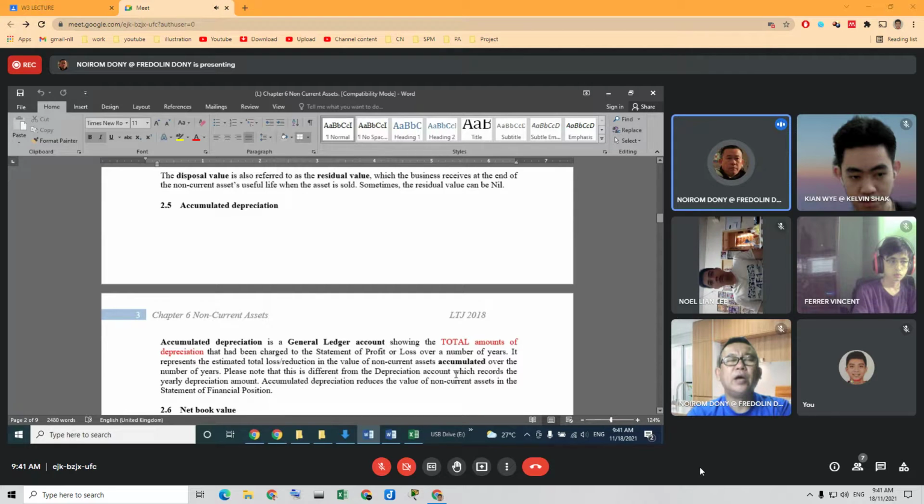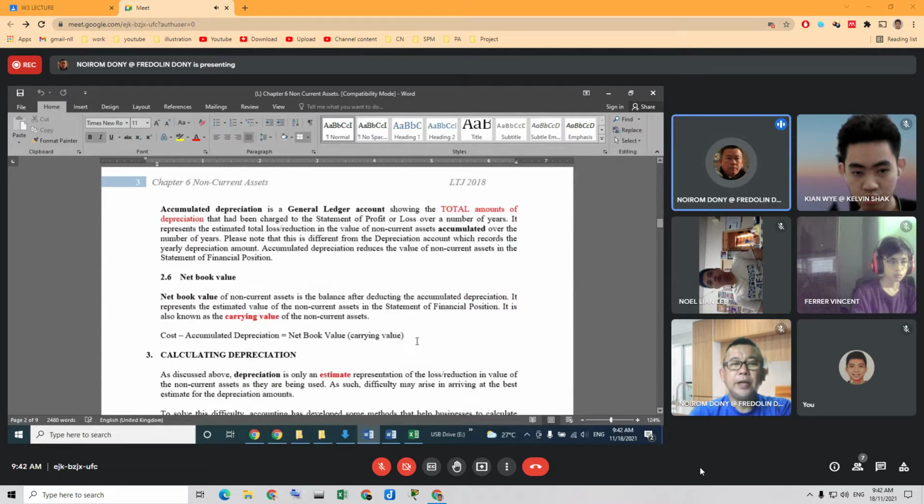Meaning, because this is a credit item, isn't it? Accumulated depreciation is a credit item. So it uses the liability concept. So it should be together with liabilities in the SOFP. But since this is related to the non-current asset, okay, we have to present it together with the non-current asset. But we have to change the symbol: not plus the cost, but we have to minus. So that explains why minus, because the effect is it reduces the value of the non-current asset.